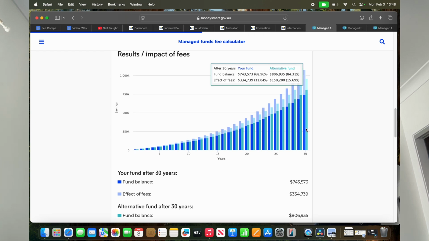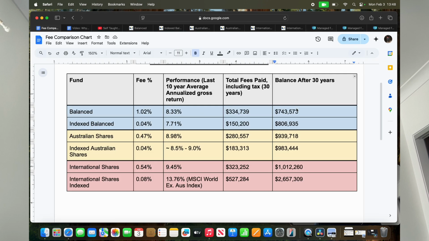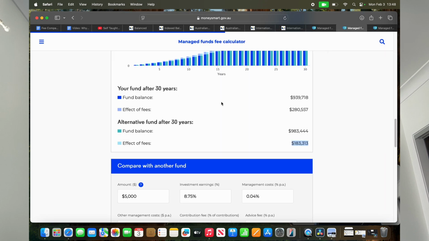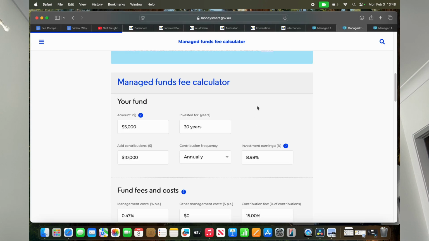Now, when comparing the two, if we go back over here, you can see that our balance after 30 years with the balanced fund is going to be smaller than the index balanced fund, even though the return is higher. And this is because we're going to be paying a larger amount in fees. As you can see, the fees do impact your 30-year return. You're going to have a higher return with the index balanced fund. Now, when looking at our Australian shares, I did the same for the Australian shares.